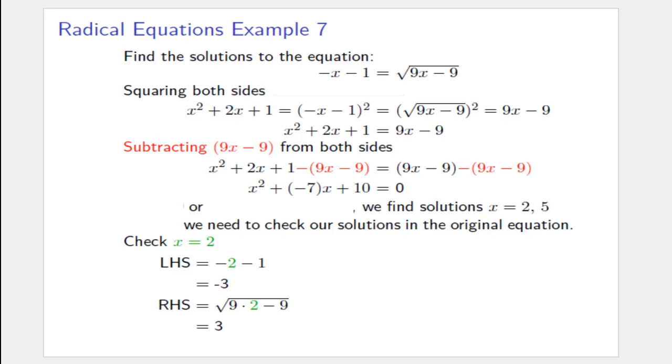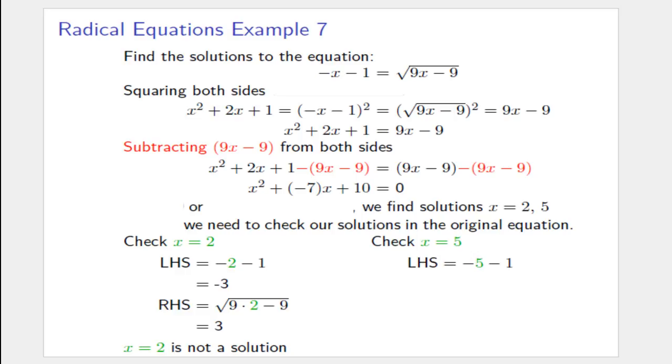And just as a reminder, the reason we thought it might be a solution is because when we square negative 3 and when we square 3, we get the same thing. But they were not the same number originally. So we found that x equals 2 is not a solution. But how about x equals 5?